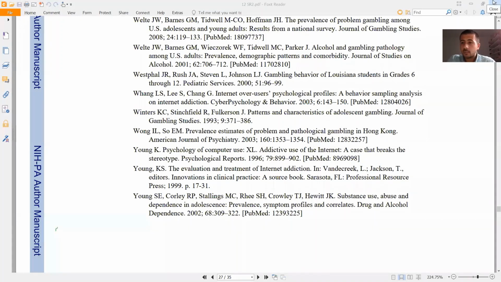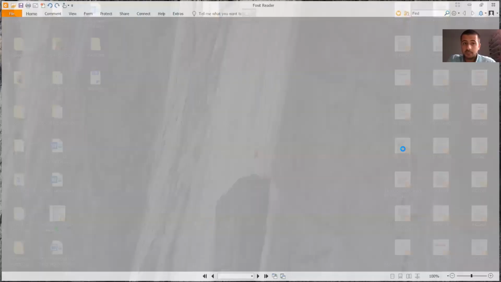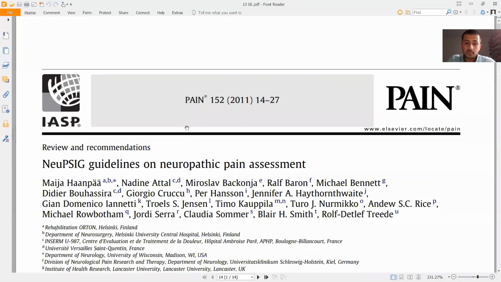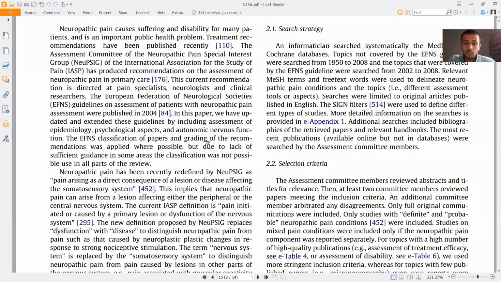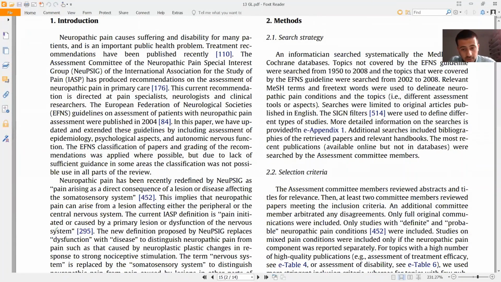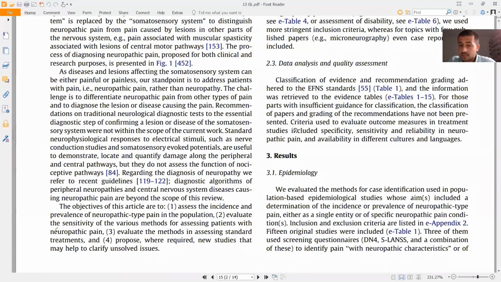Okay, and now we will go to paper number 13. This paper is really important. I will go through it and I will read just the titles. We have introduction, we have methods, search strategy, selection criteria, data analysis and quality assessment.